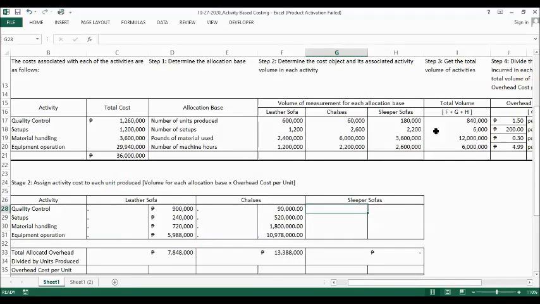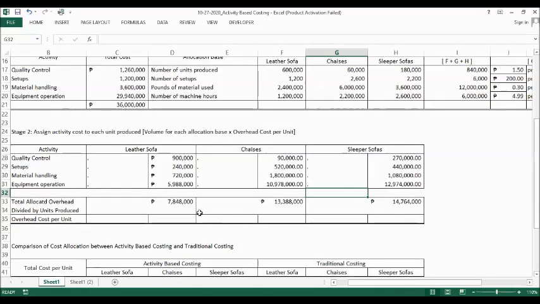And lastly, sleeper sofas. So 180 times 1.5, 2,000, 200 times 200, that will be 440,000. 3.6 million times 0.3, 1,000,008. And lastly, equipment operation for sleeper sofas, that is 26 million times 4.9. There. So 7 million, 11 million, at 13 million, and 14.